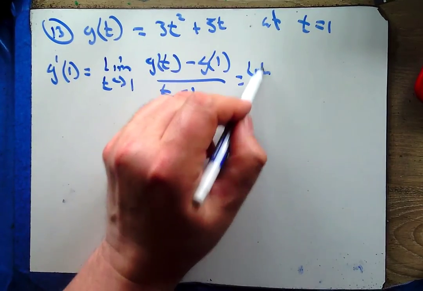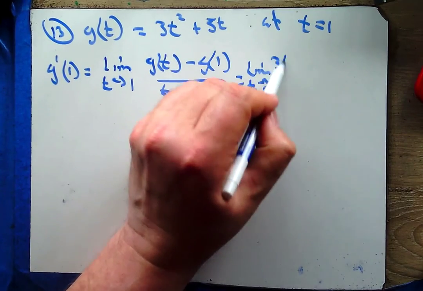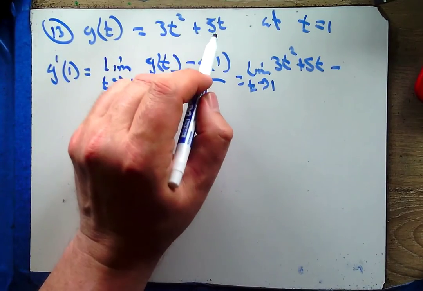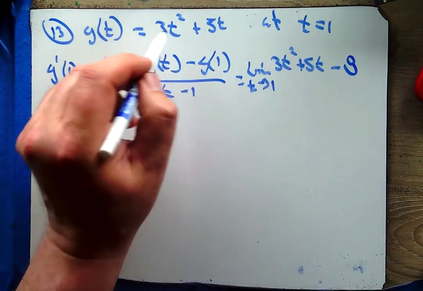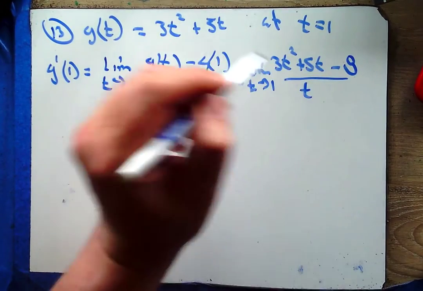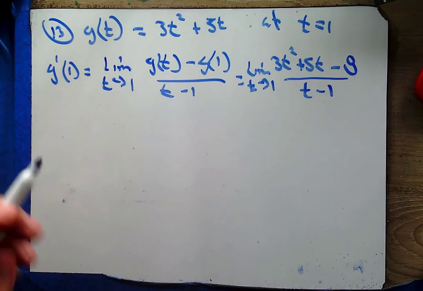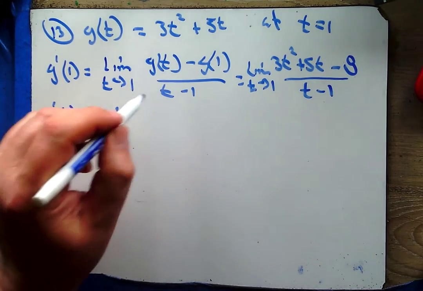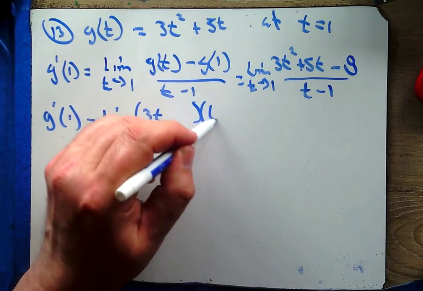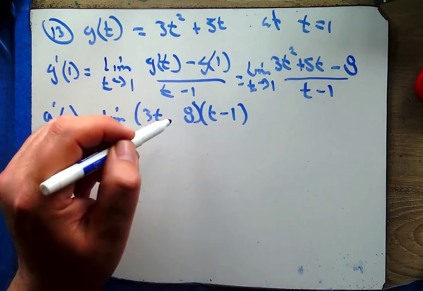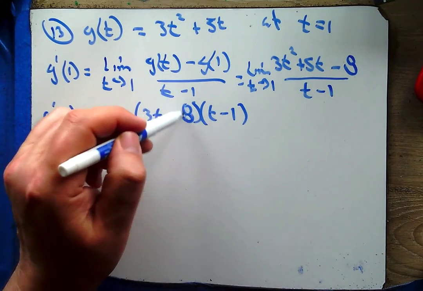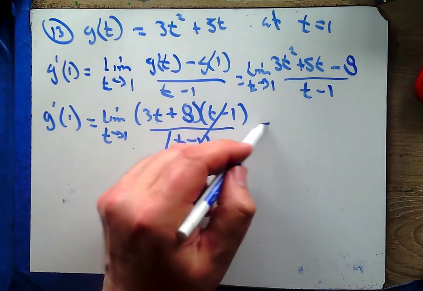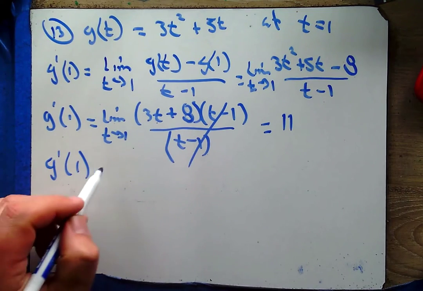So that's going to be the limit as t heads to 1 of 3t squared plus 5t minus g of 1. g of 1 is 8, because I plugged a 1 in for each of those t's, over t minus 1. All right, so now what can I do? Well, I can say that g prime of 1 equals the limit as t approaches 1 of the factored numerator over t minus 1. These cancel. I can plug in my 1. I get 11. g prime of 1 is 11.